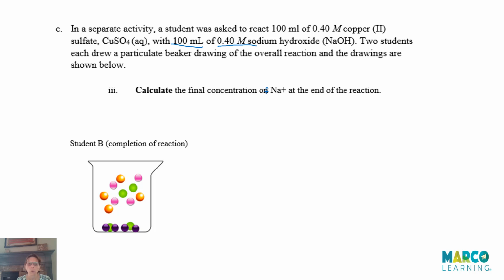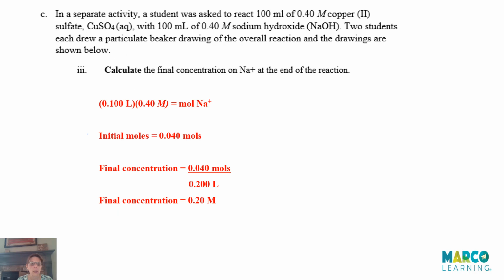So you could do this question 2 ways. You could realize that if you're doubling the volume, then you're halving the concentration, so you would end up with 0.2 molar, or you could go ahead and do the calculation. So you would have 100 milliliters of 0.4 molar sodium ions, which will give you 0.04 moles of sodium. There we go. So let's go ahead and write that in.